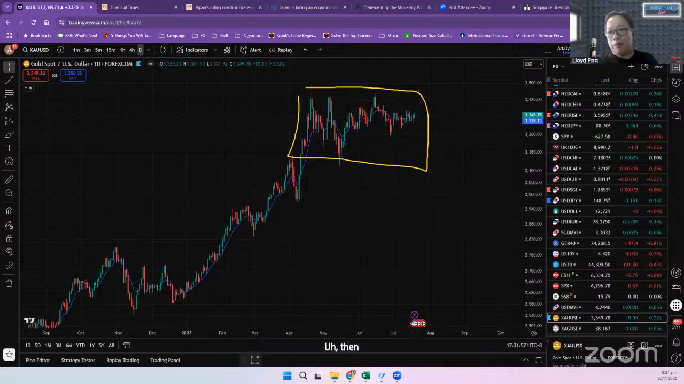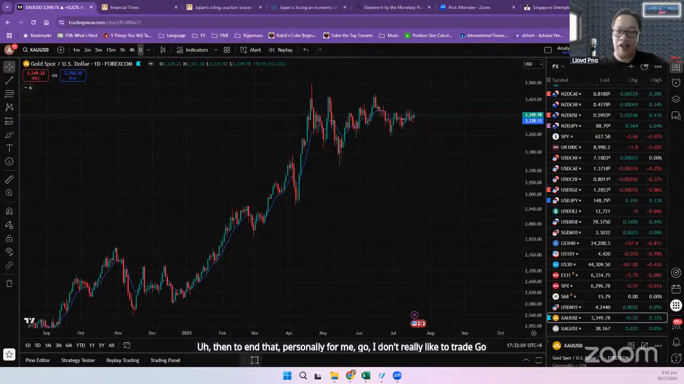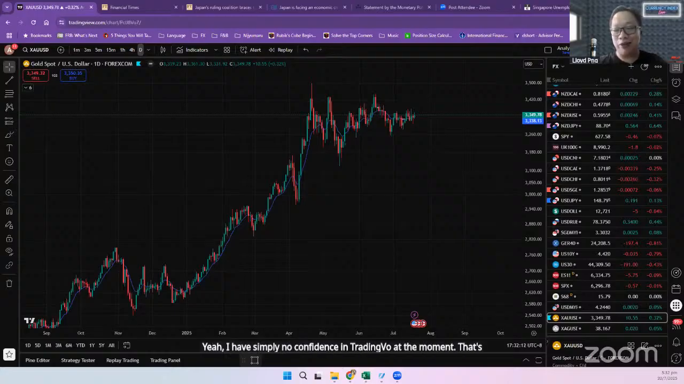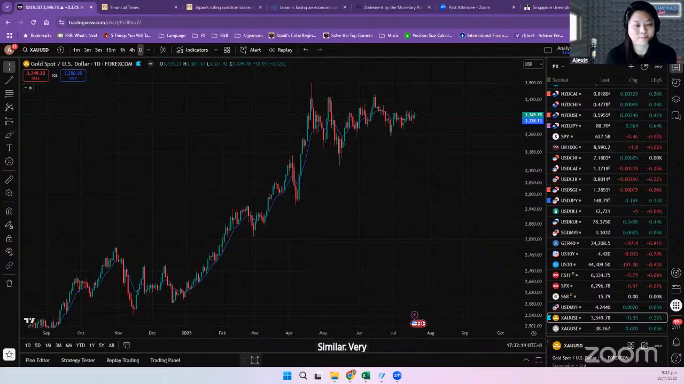Then to end that, personally for me, I don't really like to trade gold. Technically, I think it's just really overextended. I'm waiting for a good retracement. For the past few months, it has never happened. I'll continue to wait. Okay, yeah, let's be patient. I have simply no confidence in trading gold at the moment. That's my take as a technical trader. Very similar perspective to you. Waiting, but haven't reached yet. Yeah, I mean I can wait, then just reach on other pairs.